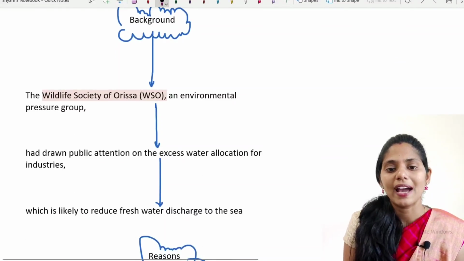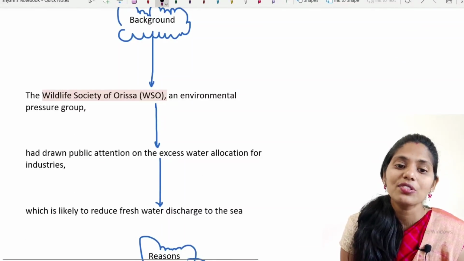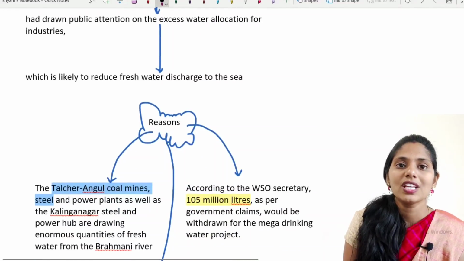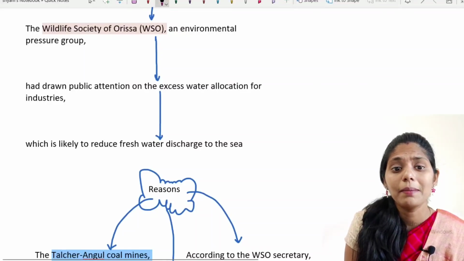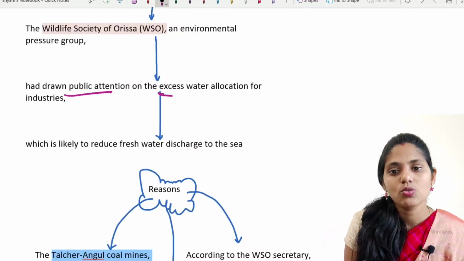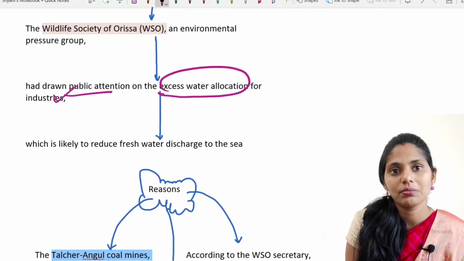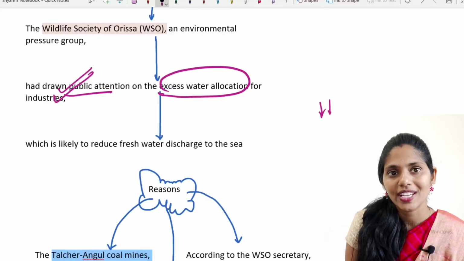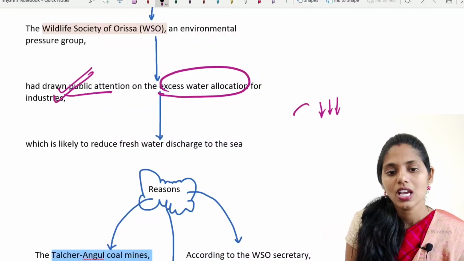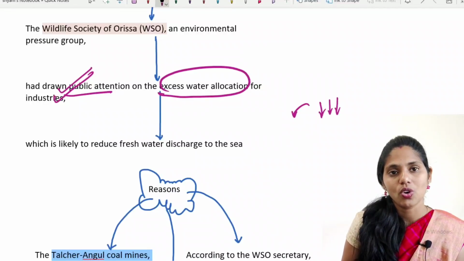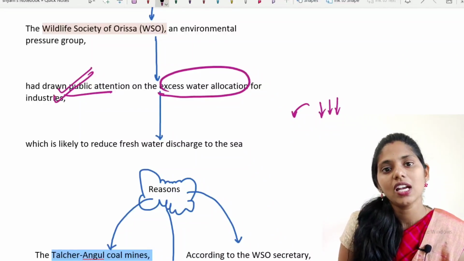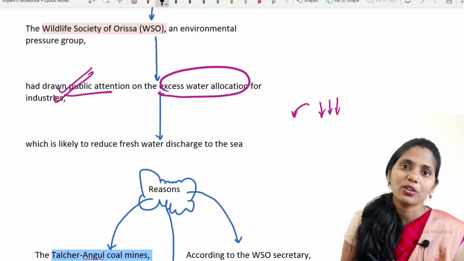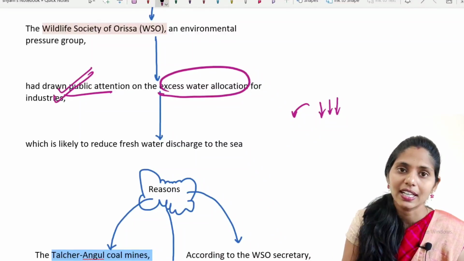So we are talking about background here. The Wildlife Society of Odisha, which is an environmental pressure group, had drawn public attention regarding excess water allocation for industries from this river. Because of this excess allocation of water to industries, there was a decrease in fresh water discharge into the sea. That led to an increase in salinity, which is mainly posing a threat to the mangrove species present in the Bhitarkanika area.